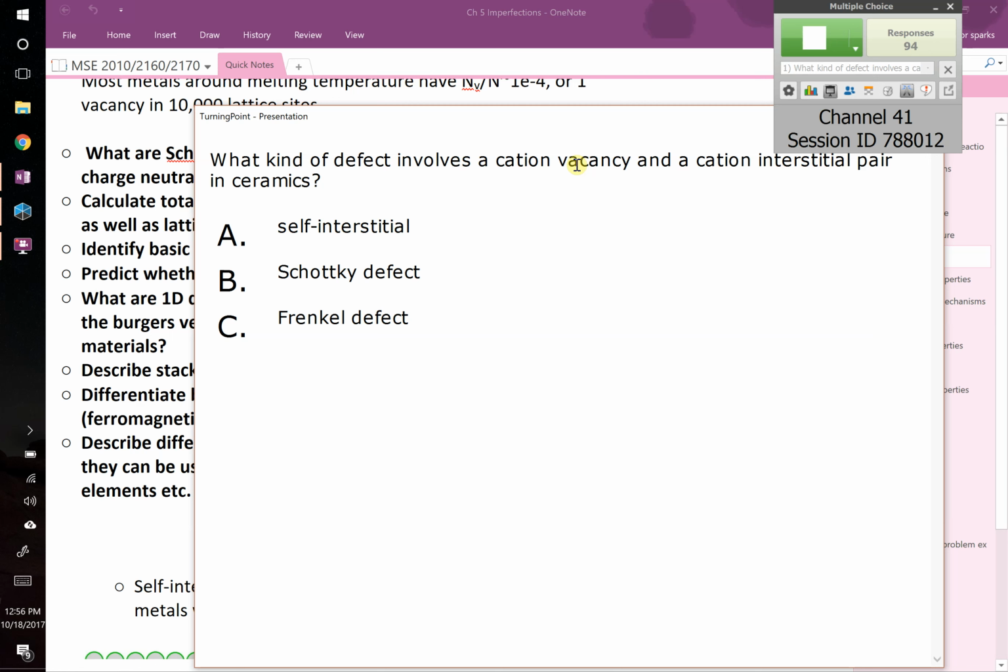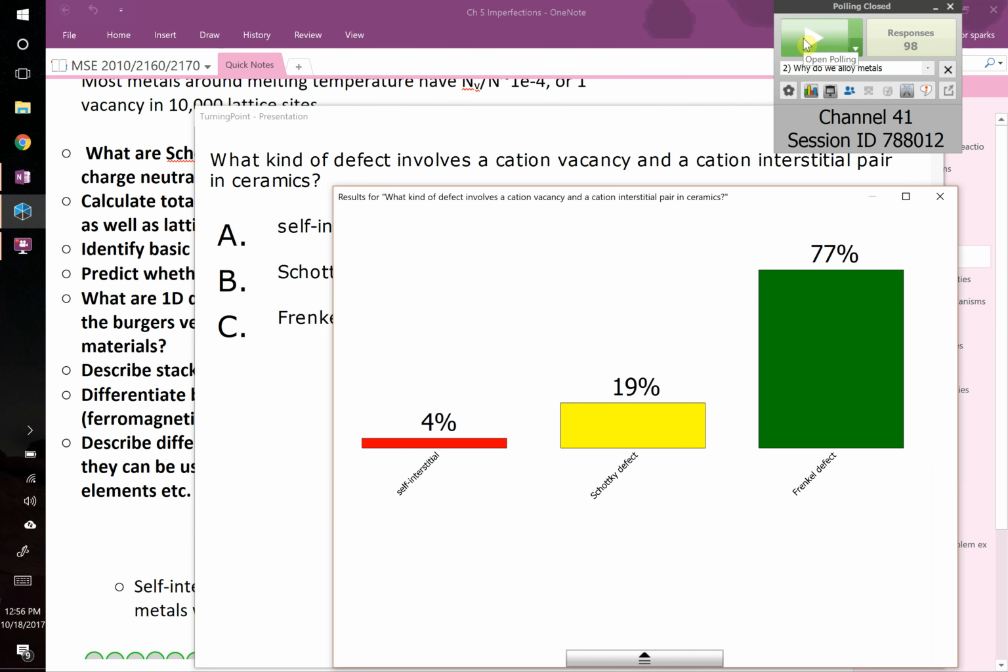Okay, we're going to go to our next question. Was this self-interstitial, Schottky, or Frenkel? People vote Frenkel. Let's see, which one is this? It is a Frenkel. That is a Frenkel defect.